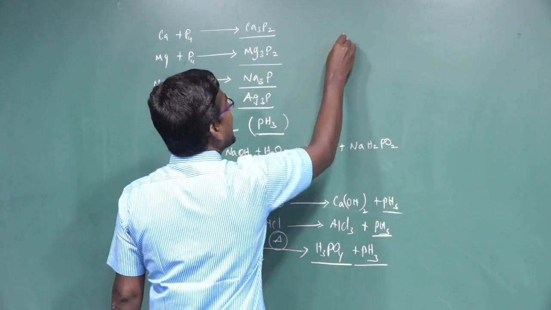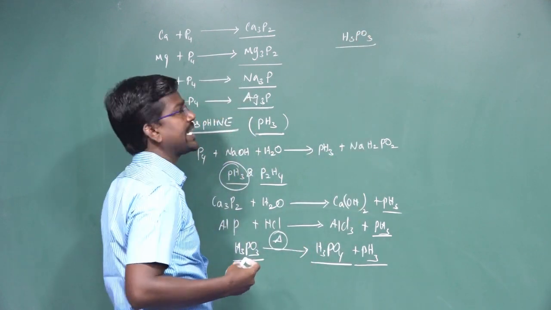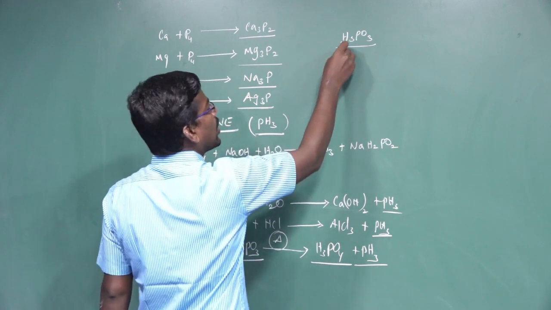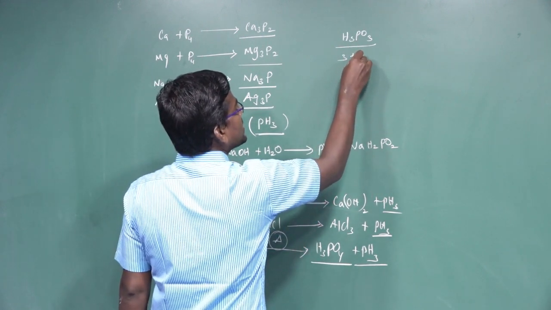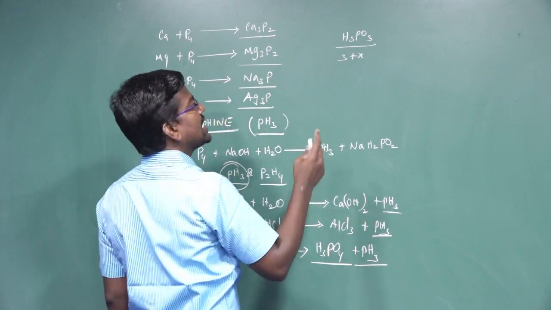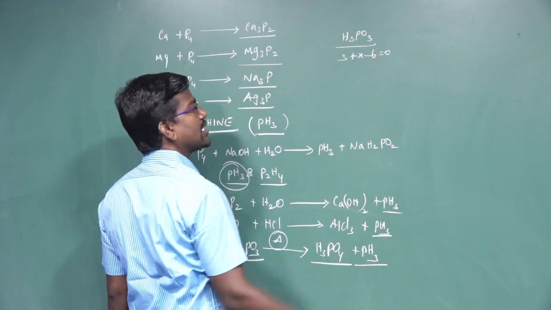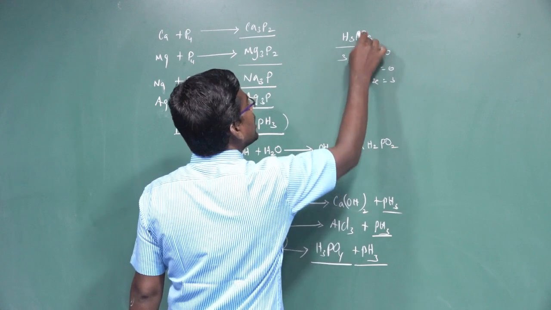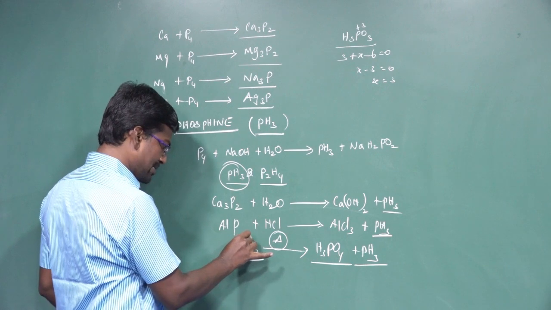H3PO3. What is the oxidation state of phosphorus in phosphorus acid? The oxidation state of hydrogen is plus 1. So 3 hydrogens give plus 3, and phosphorus can be expressed as X. Then 3 oxygens are there, and each oxygen exhibits the minus 2 oxidation state. 3 into 2 equals 6. 3 plus X minus 6 equals 0, because there is no charge on the compound. X minus 3 equals 0. X is equal to 3. So phosphorus in phosphorus acid exhibits the plus 3 oxidation state.